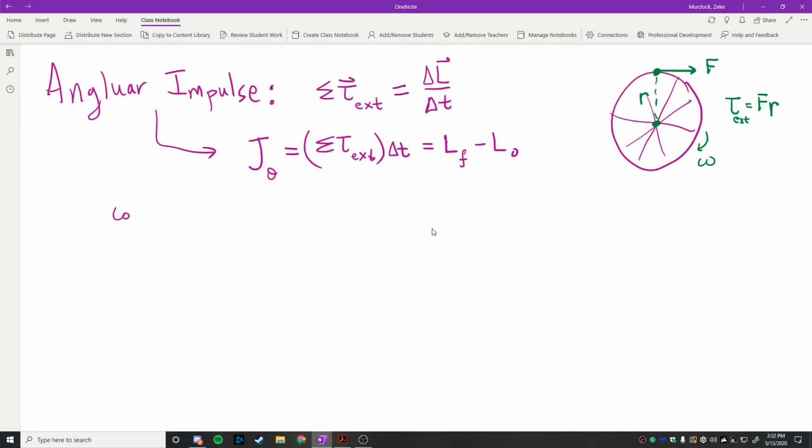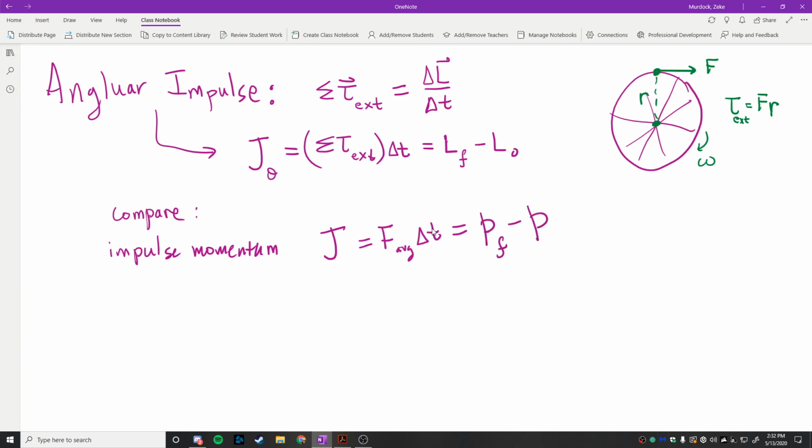And you can compare this to another equation that we had in the past, which was the impulse-momentum relationship, which says that the impulse J acting on an object is equal to the average force acting on the object multiplied by the time interval over which it acts, and this has the effect of changing the momentum of the system. And really with these, you can pretty safely make these all vectors. So notice they're very similar. This is just J times theta.